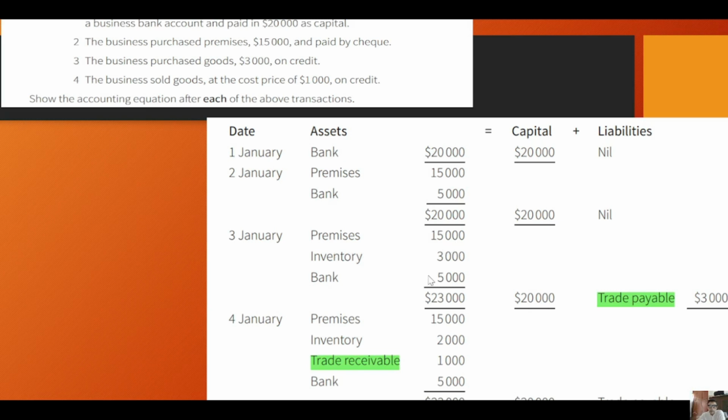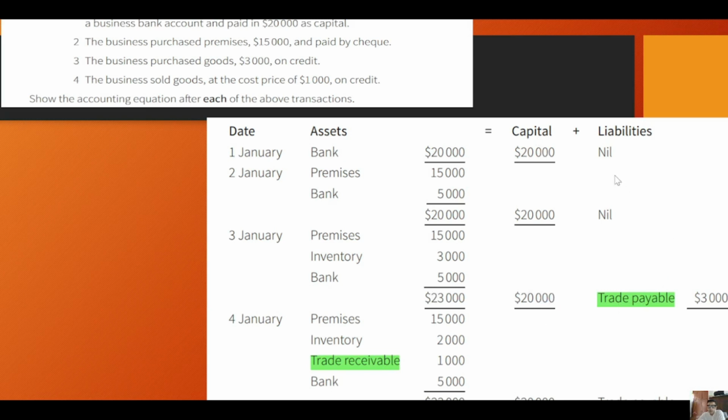of the business. Now on January 3, she still has premises of $15,000, and now she bought inventory of $3,000 on credit, so her assets have increased by $3,000. She has $5,000 in the bank, so her assets are $23,000 now.